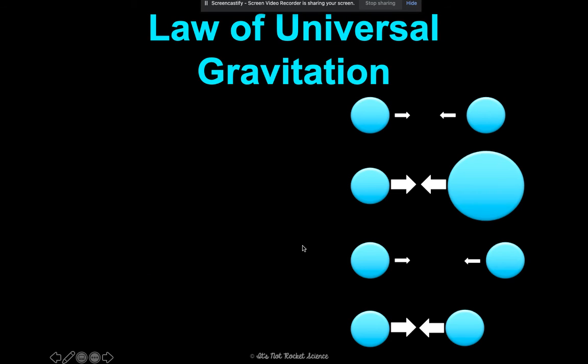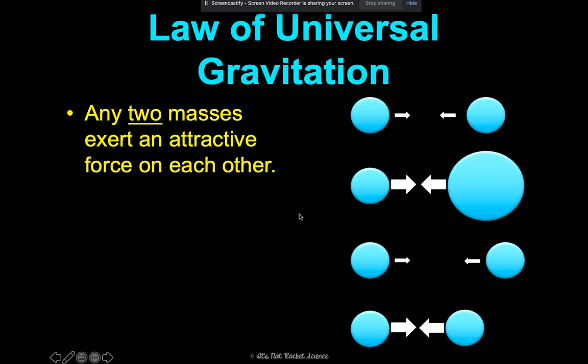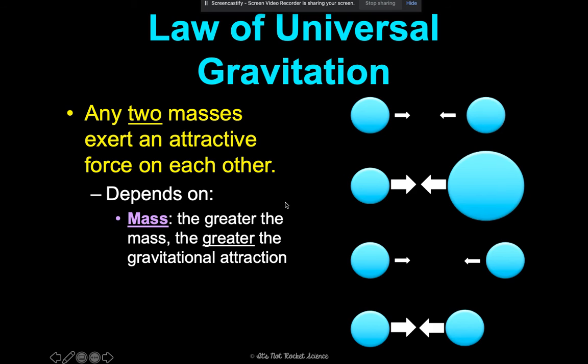So then we have to talk about the law of universal gravitation before we jump into gravity. This means that any two masses exert an attractive force on each other, and this depends on things like the mass. So the greater the mass, the greater the gravitational attraction. These two circles here are an example for mass. They're the same size and they're attracted to each other. But if you take that size of a shape and a bigger round shape, they'd be even more attracted to each other gravitationally.